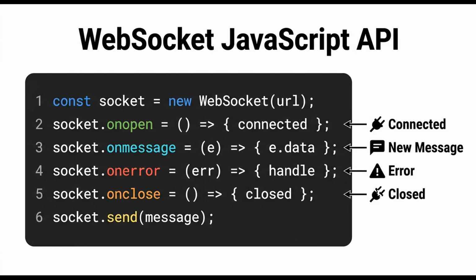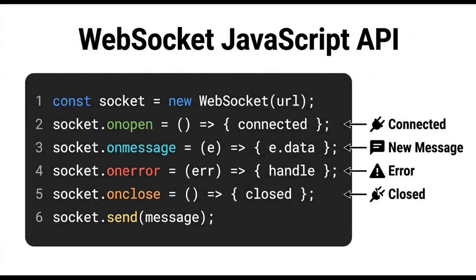Let's look at how you'd actually use WebSocket in JavaScript, because it's surprisingly simple. You start by creating a new WebSocket object with your server's WebSocket URL. Then you listen for 4 key events. First, onopen, this fires when the connection is successfully established. Then onmessage, this fires every time the server sends data to you. You'll receive the data in the event's data property.